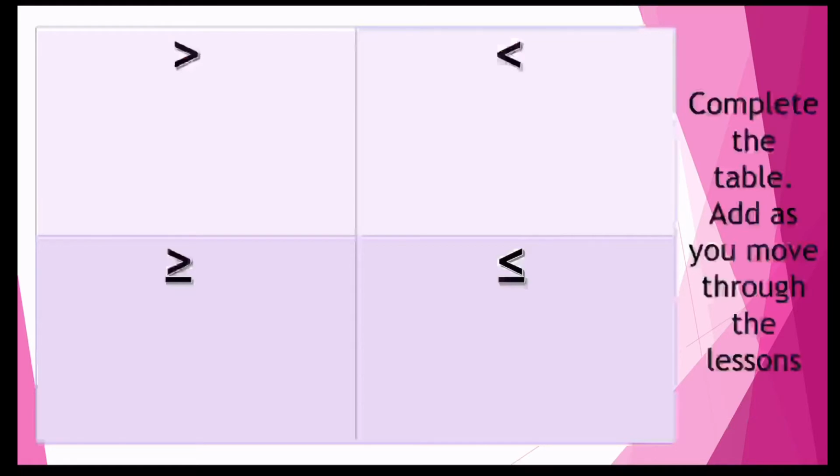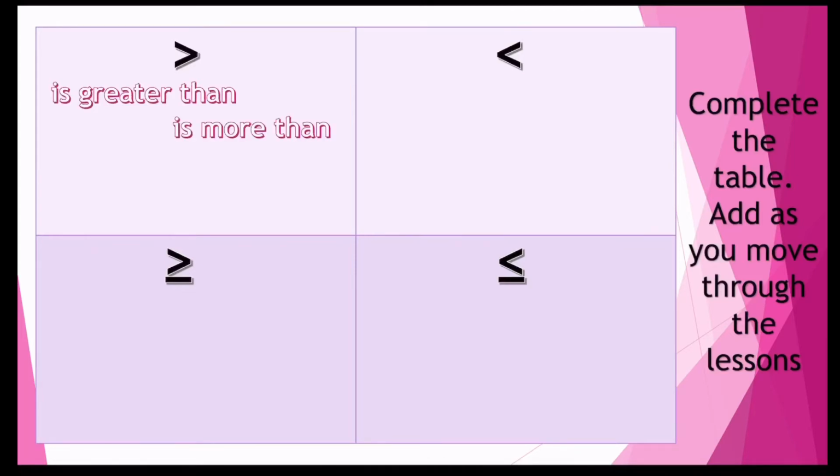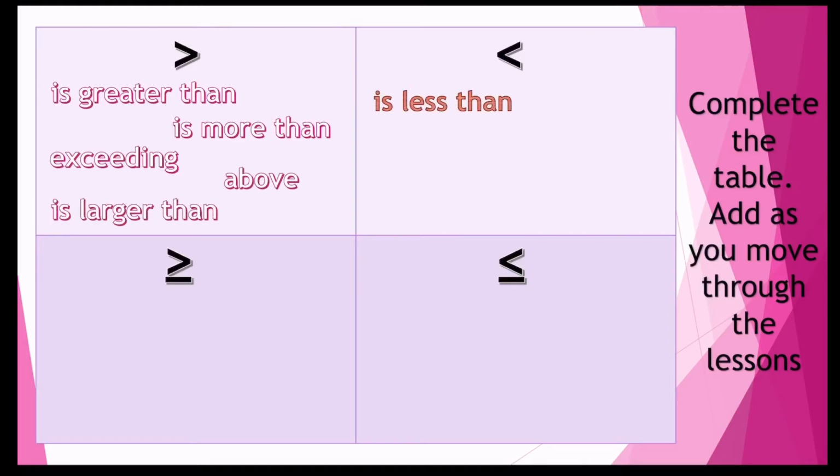So first, let's start with our greater than. Well, we know it's is greater than, so you have to be very careful that the word is comes before it, because greater than could also mean to add. You also have is more than, exceeding, above, is larger than. Here we have is less than.